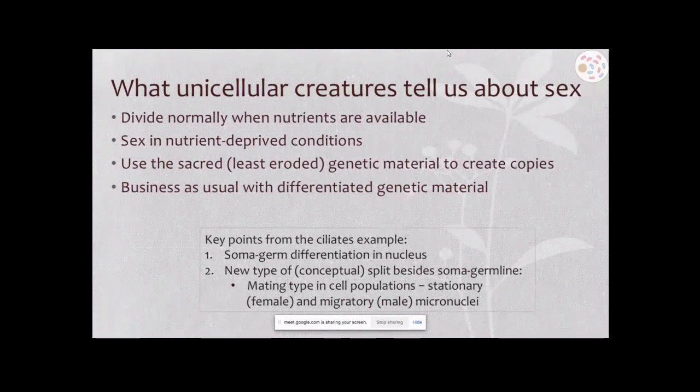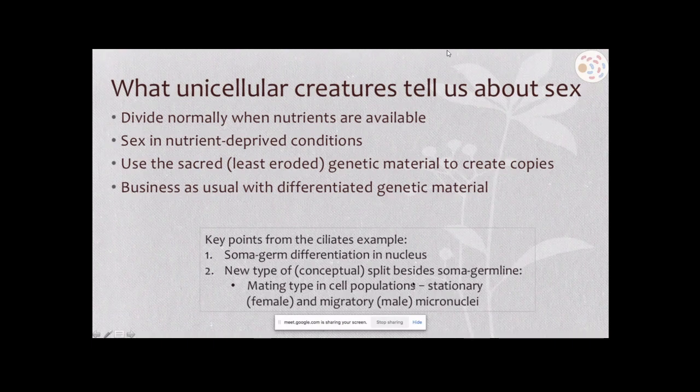And when it rejuvenates via sex, it falls back on the sacred or the least eroded genetic material. For example, the micronucleus, which is not used for day-to-day purposes. They're kept quietly in a corner for use when required, and that use is during sex. And the differentiated genetic material, for example, the macronucleus in ciliates, carries out the business as usual. So we see there is a soma germ differentiation happening in the nucleus in ciliates.